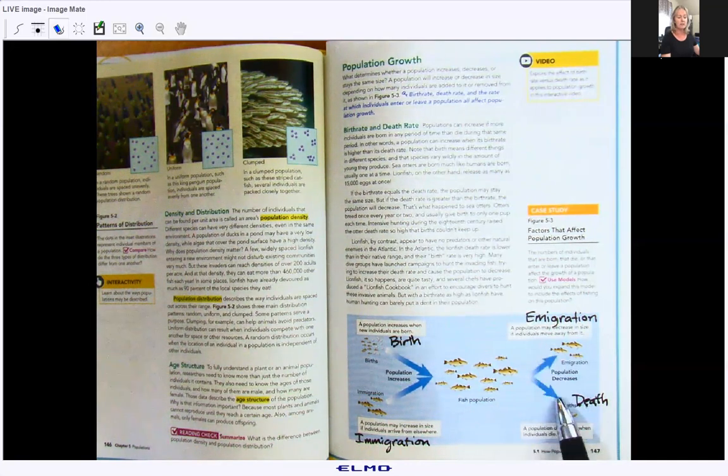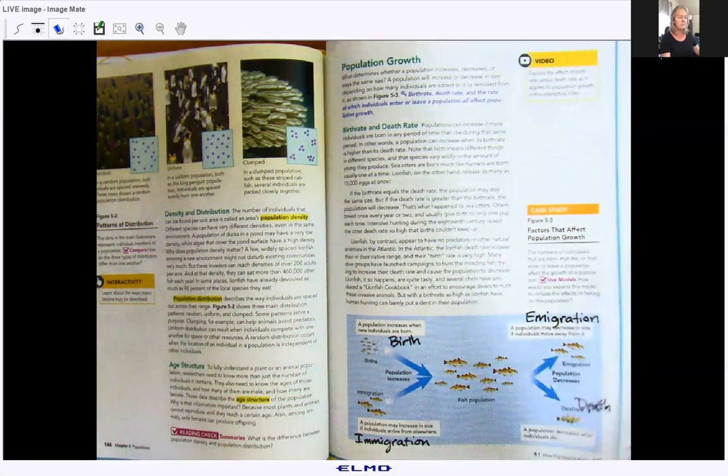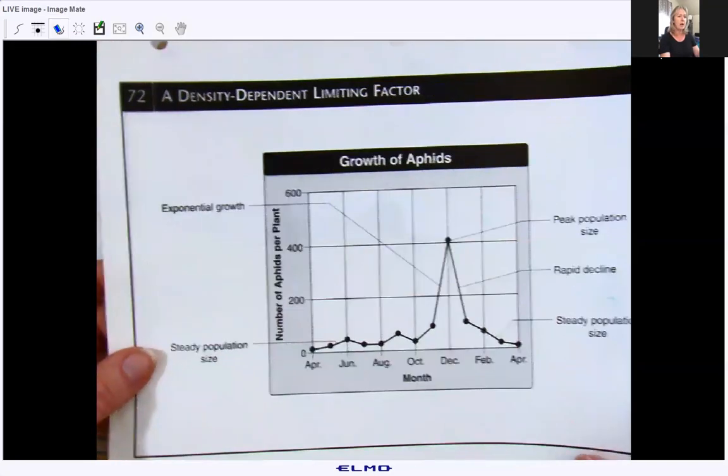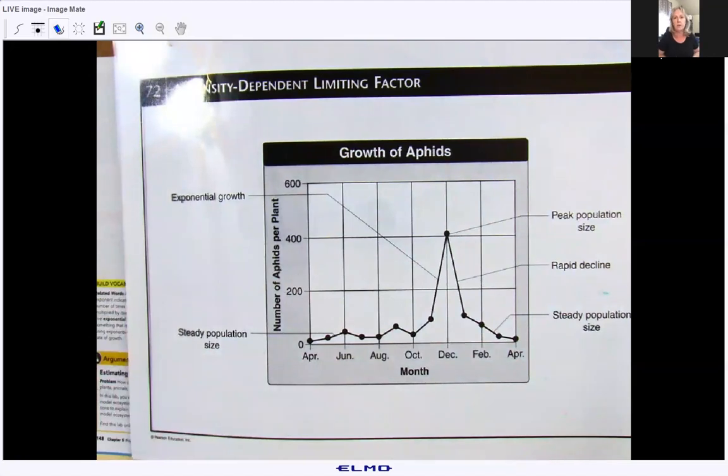So lots of things, and we look for causes of this. Sometimes organisms will emigrate because there's a large population and there's too much competition for food and space. So they will leave that population and look for somewhere where there's more food and better habitat. So keep those two things in mind. In looking at graphs, it's important to know how to read them and the information given on them. This is a graph of the growth of aphids, or population of aphids.